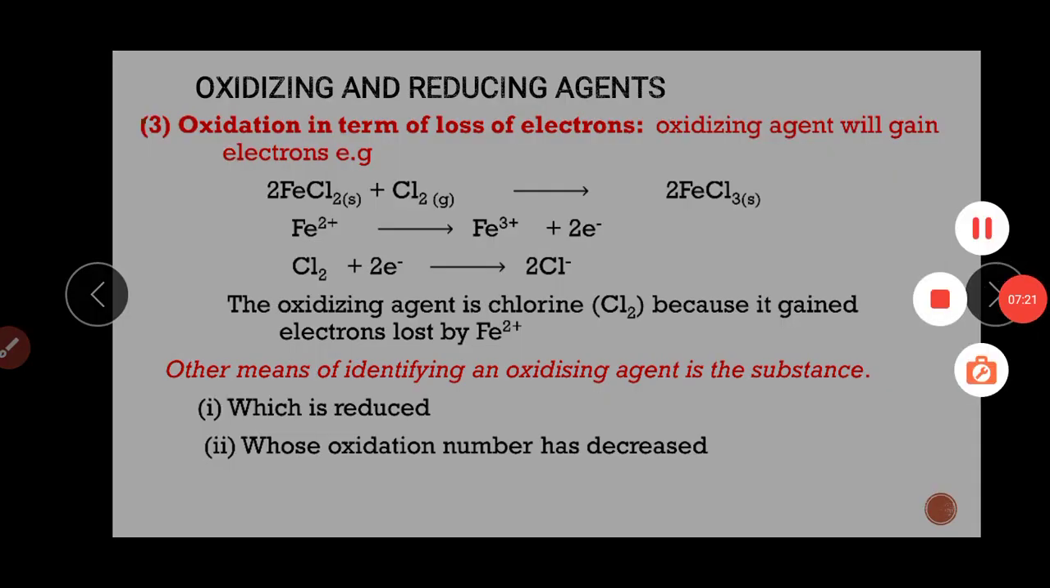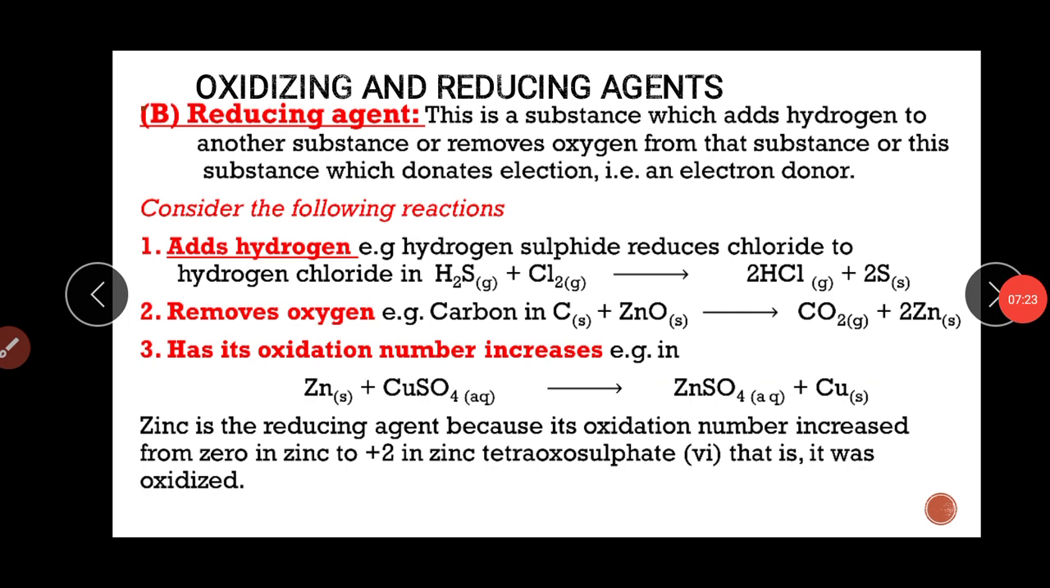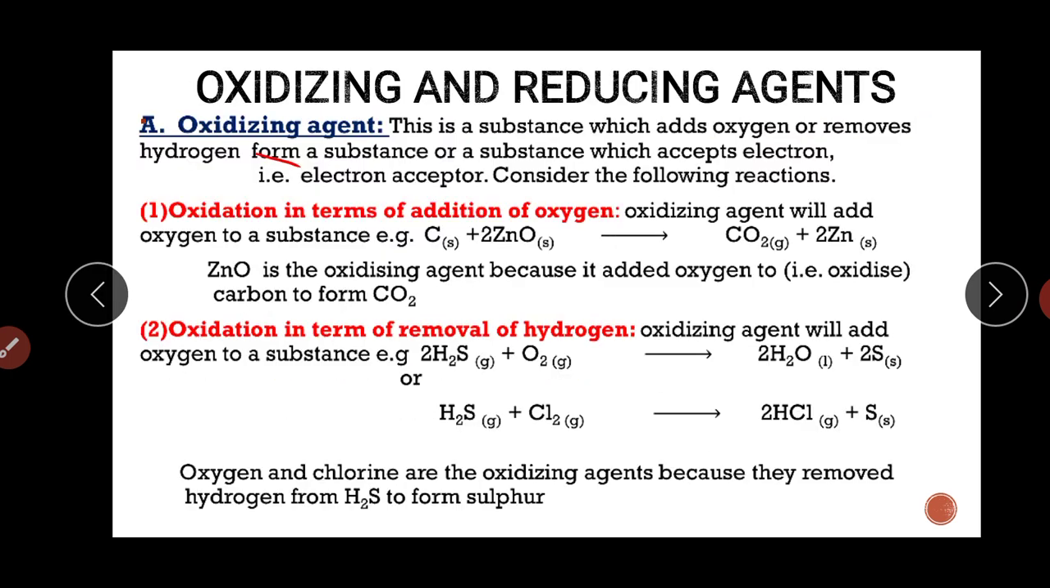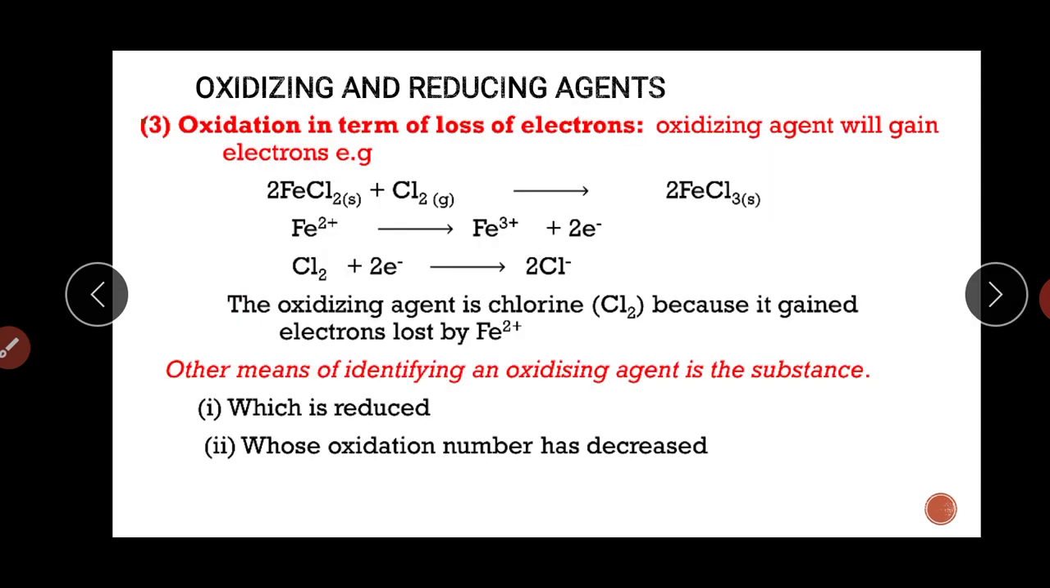Okay, let's look at another one, which is the reducing agents. In a nutshell, we say that an oxidizing agent is, number 1, the one that adds oxygen; 2, the one that removes hydrogen; and 3, the one that gains electrons, rather, the one that gains electrons when there's a loss of electrons.